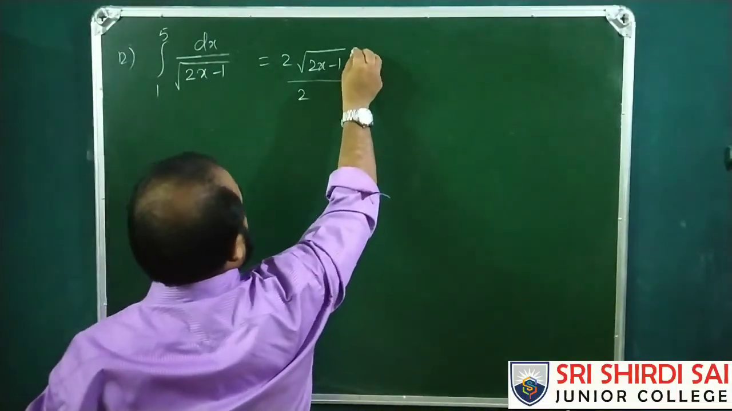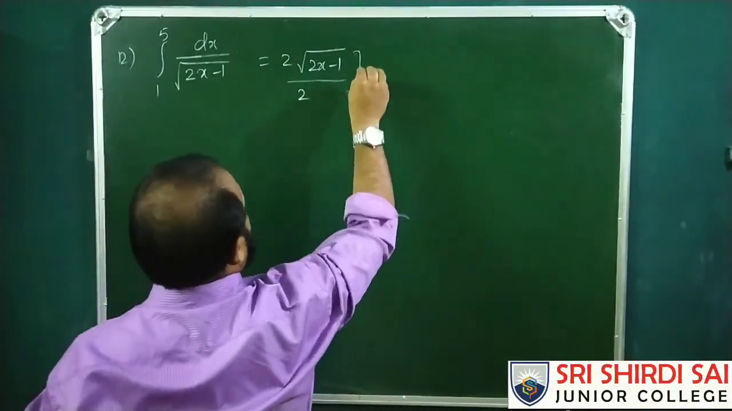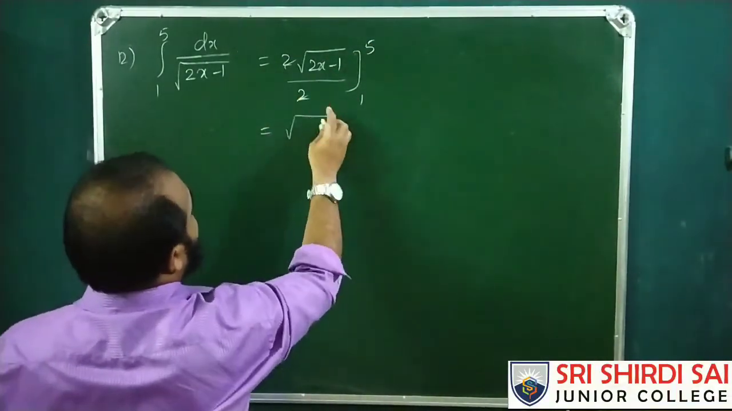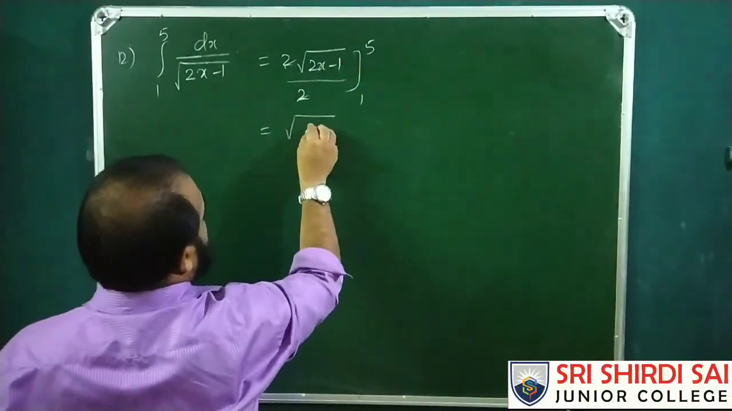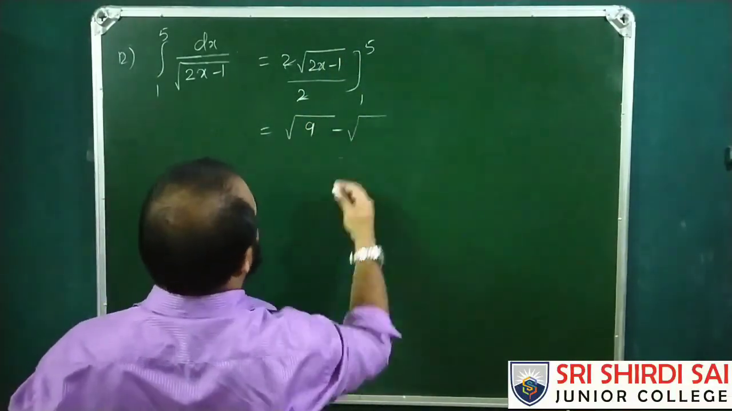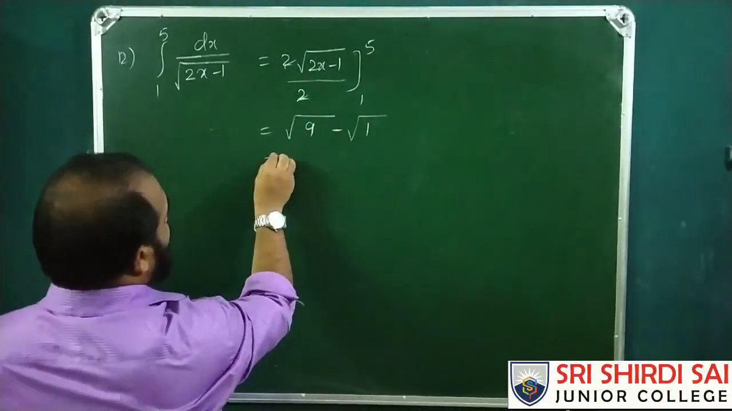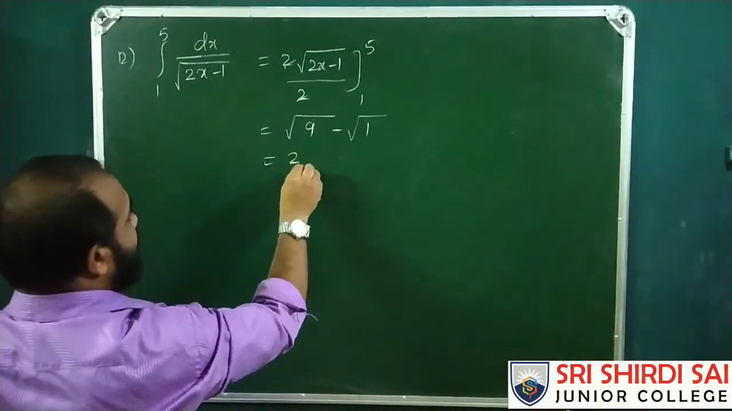So here 1 to 5 is to be written here, and 2 gets cancelled. So square root of 2 fives are 10 minus 1, 9, minus square root of 2 ones are 2 minus 1, 1. So root 9 value 3 minus 1, which is 2.